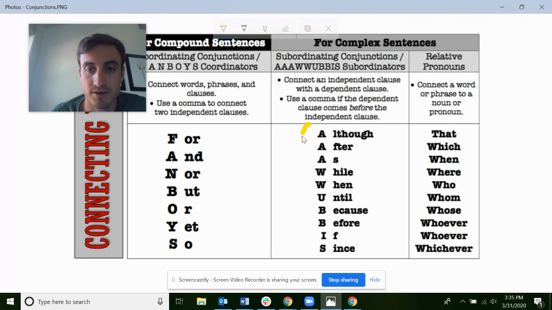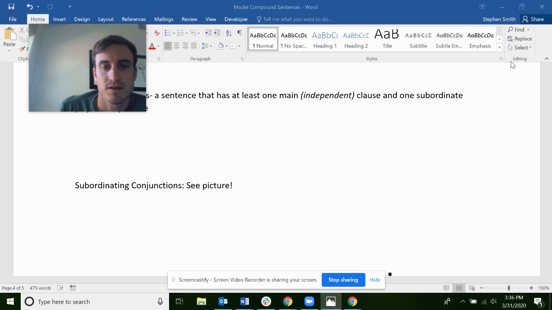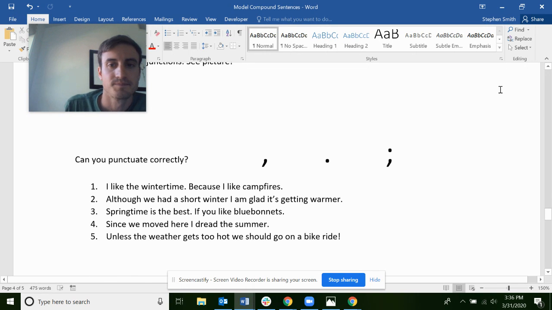So here's a large list of subordinating conjunctions. Although, after, as, while, when, until, because, before, if, since. Those are not the only ones. Actually, you can have many different subordinating conjunctions, but we're not going to cover that today. These are the ones that you need to be familiar with for today. So let's keep working through here.